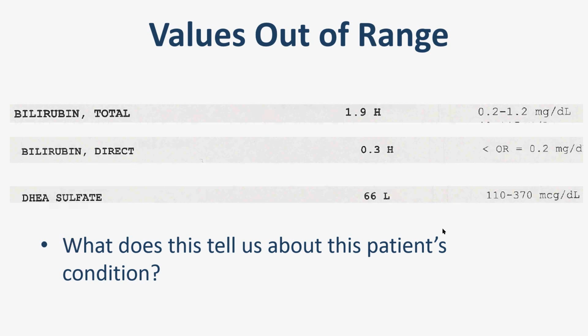So let's take a look. Out of all of those elements, 5 pages of testing that was done on this patient, only these 3 elements were out of value, out of range. So what does this tell us about this patient's condition?